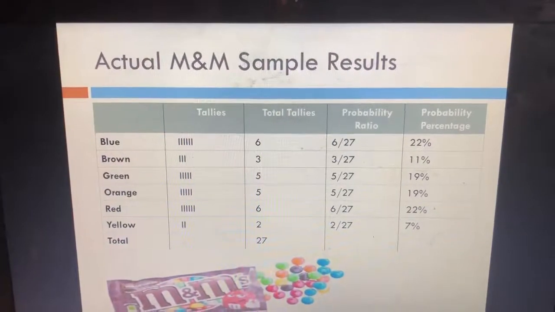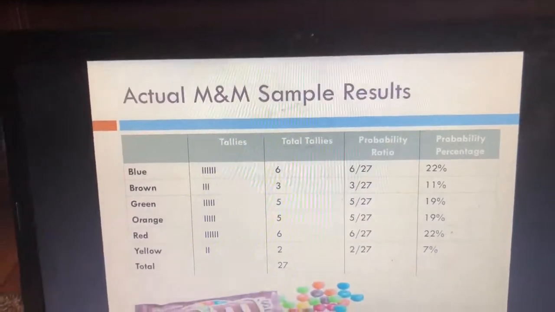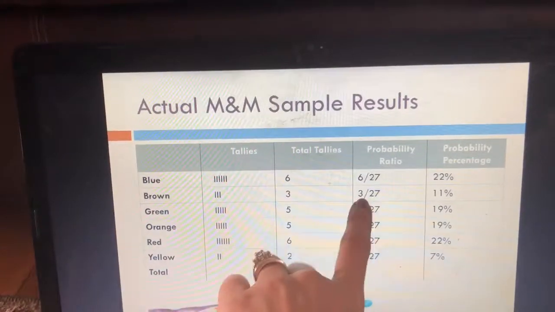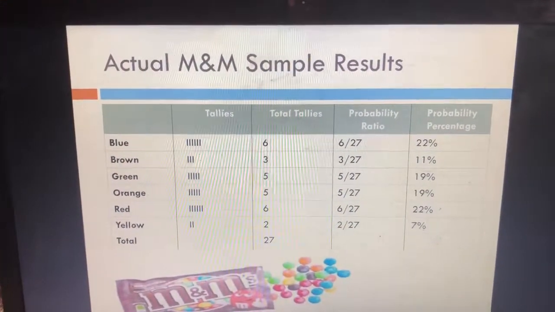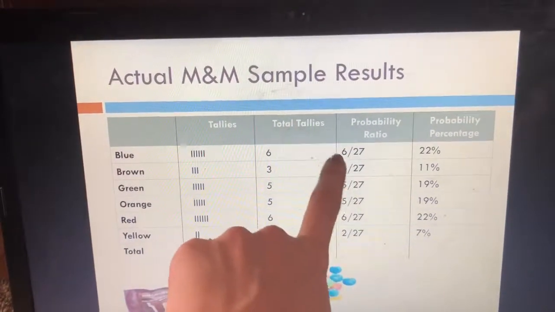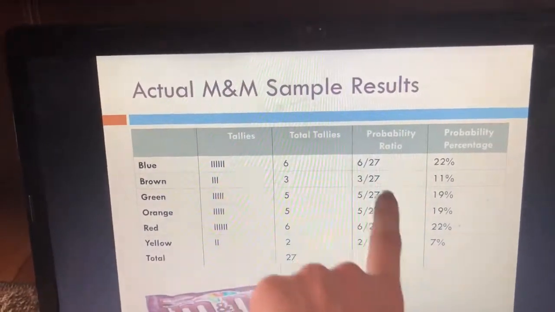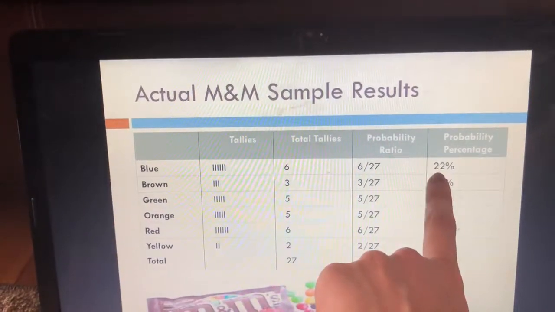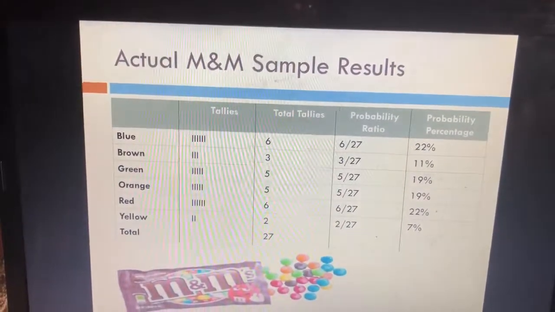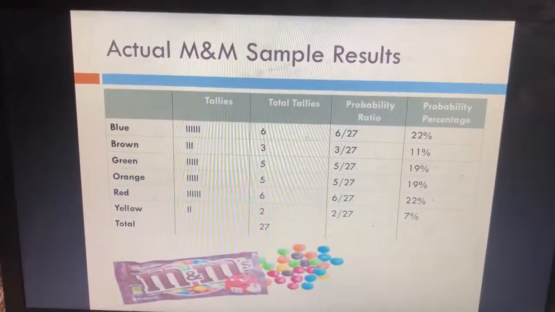And then I simply just brought over the amount of M&Ms and put it in the numerator for each color. And to find the probability percentage, we are going to simply divide the numerator by the denominator. So here I divided 6 by 27 and I ended up with the percentage of 22%. So if I'm looking at my bag of M&Ms, I have a 22% chance of pulling out a blue M&M from my bag.